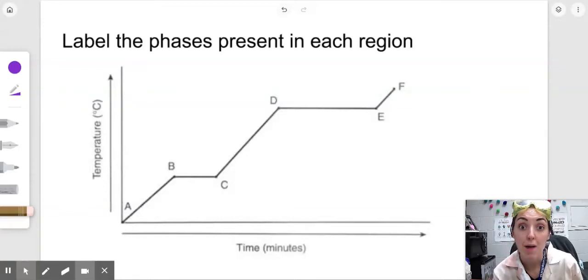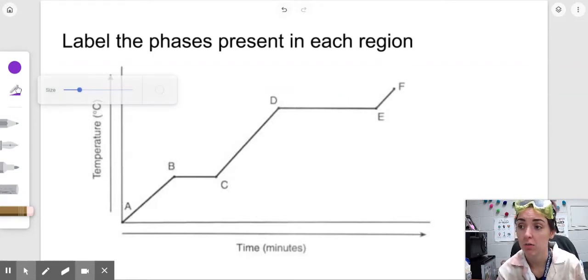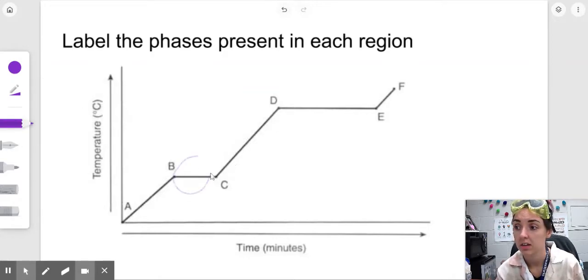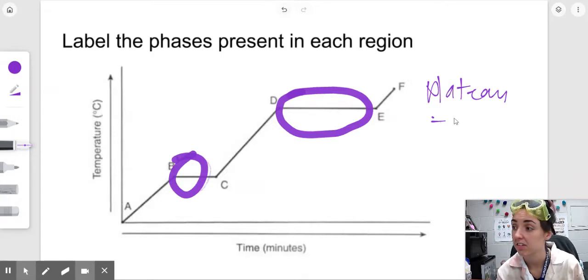All right, so we're here today talking about heating curves or temperature time graphs. And you can see I've got this example here that's a really nice big one, shows us a lot going on. So let's break this down a little bit. Remember, every time you see a plateau, so in temperature time graphs, we have plateaus and we have slopes. So every time you see a plateau, that is a phase change. So plateau equals a phase change.